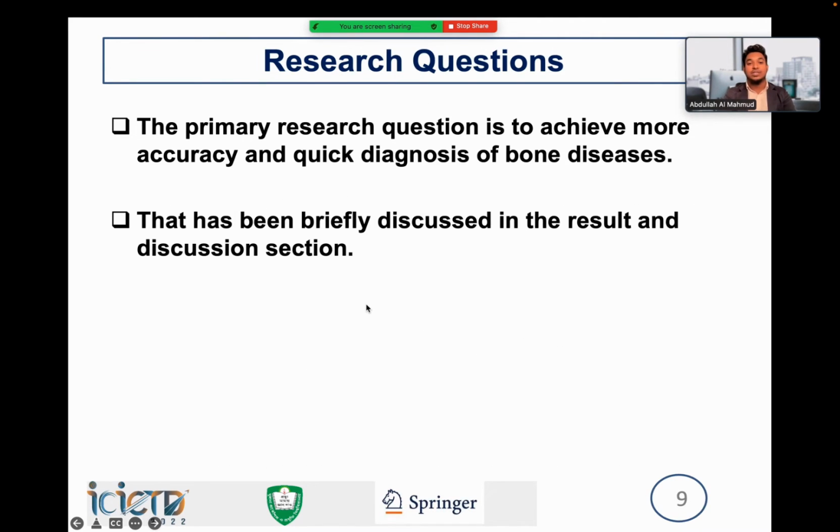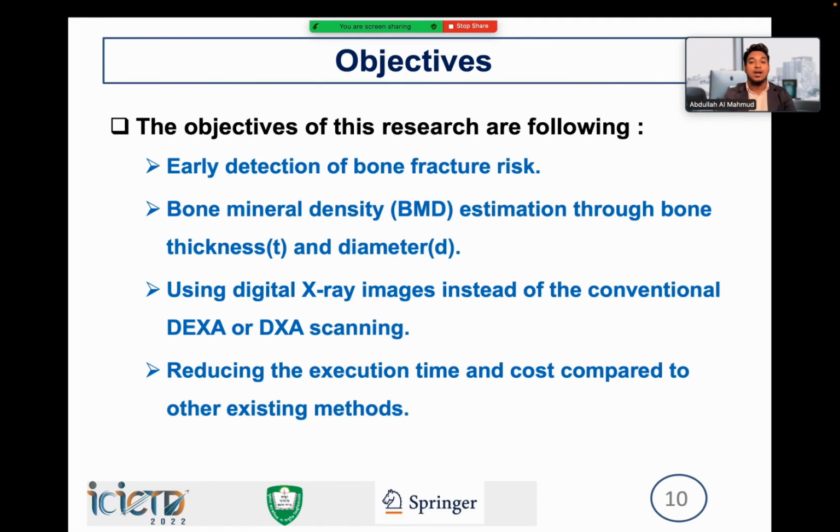Research questions. The primary research question is how to achieve more accuracy and quick diagnosis of bone disease. The brief discussion would be covered in upcoming slides.